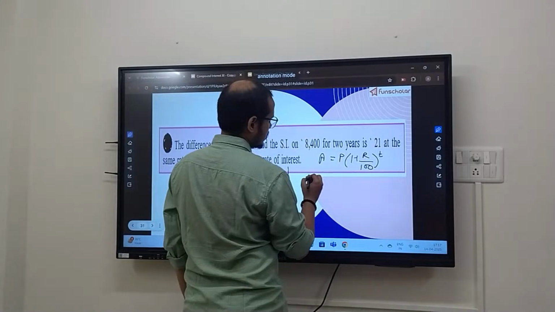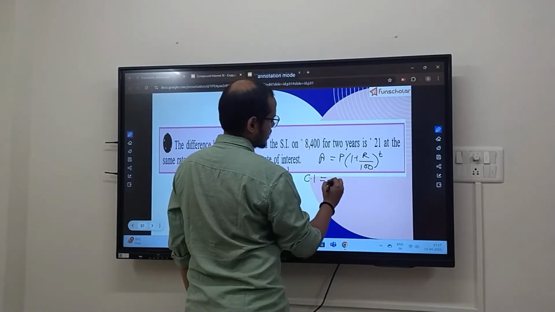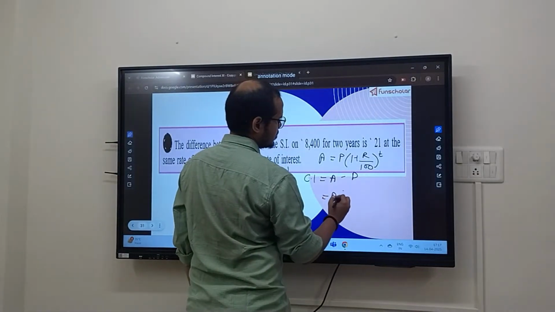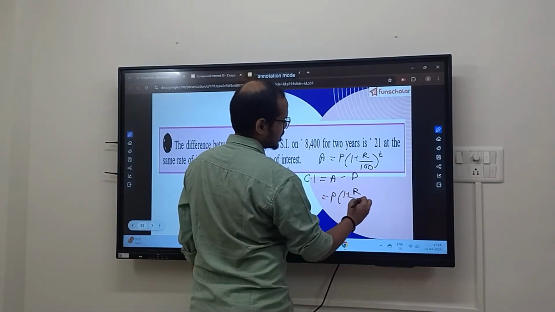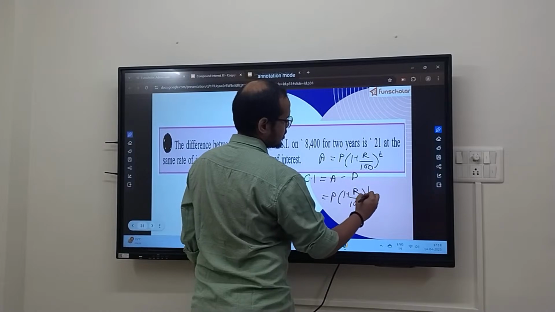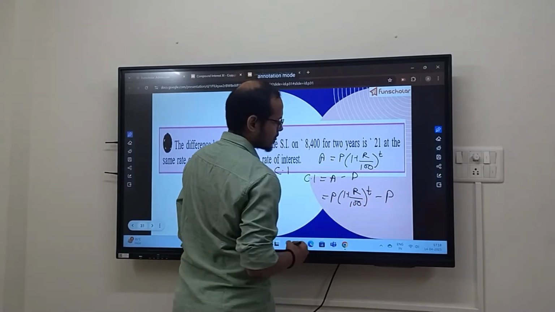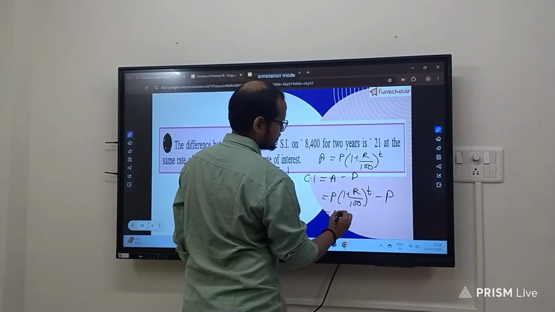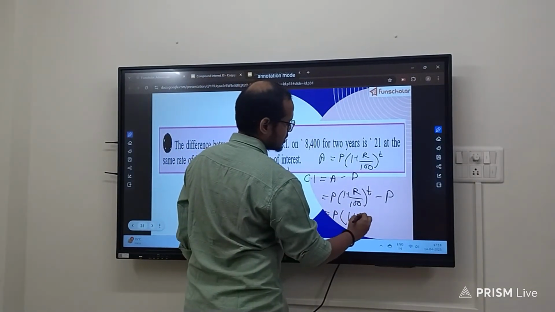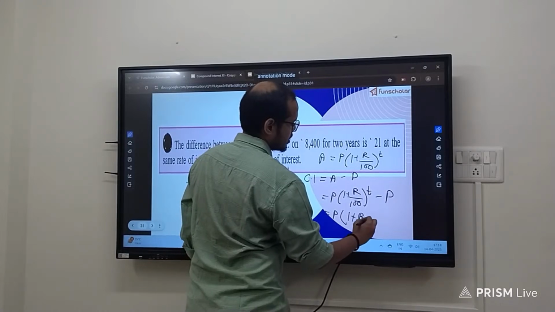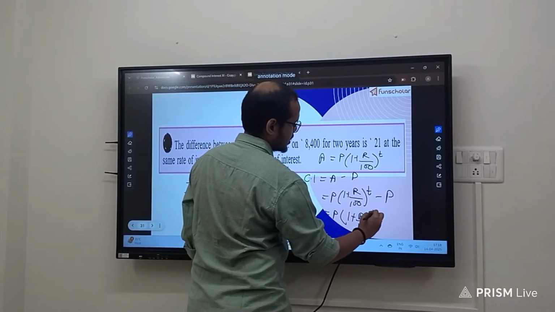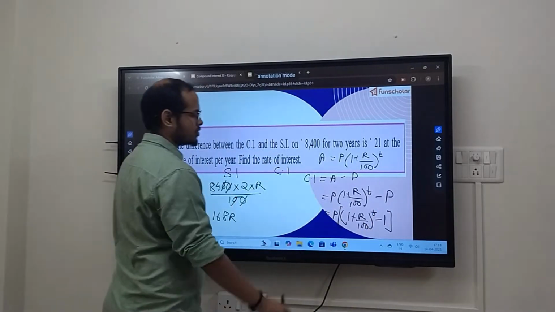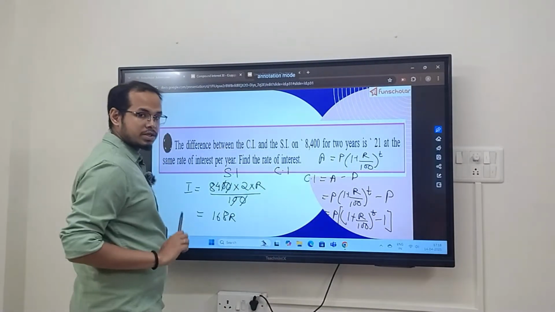Okay, we know that CI is nothing but amount minus principal. Amount is P into 1 plus r by 100 to the power t, minus P. We have just substituted the amount like this. Okay, we are taking P common. We are getting P into 1 plus r by 100 to the power t minus 1. So this is how to find out the compound interest directly.